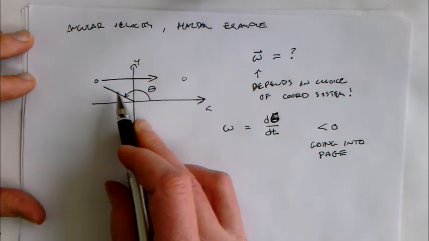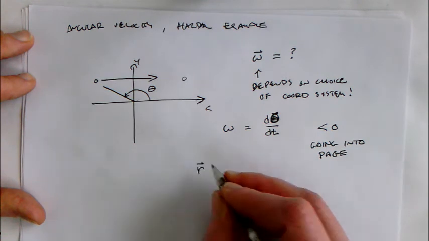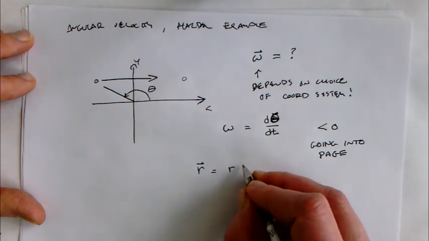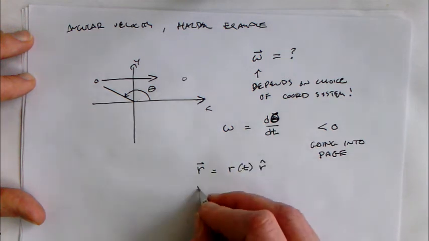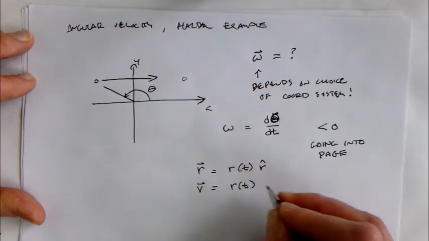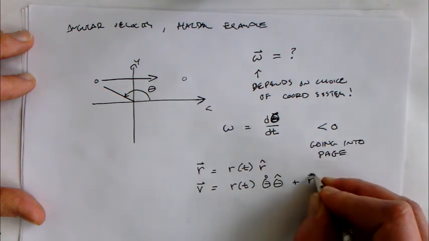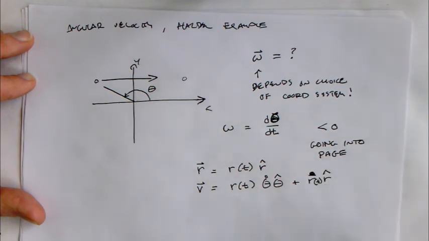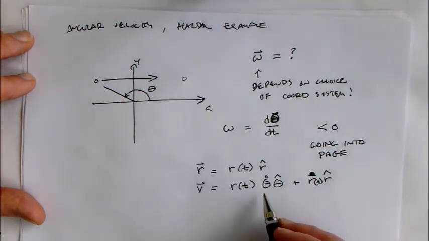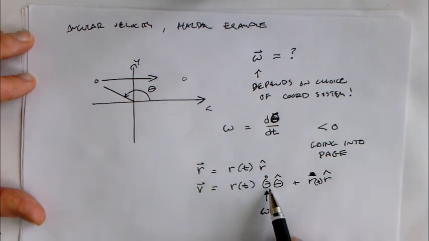Now we certainly could think about how to actually find omega here if we were to write the position of this vector in Cartesian coordinates, or in polar coordinates. We'd say r is r of t times r hat, and we ask the question, what's the velocity? Well, the velocity of the object would simply be r of t times theta dot times theta hat plus r dot times r hat. And here we can see that this value, theta dot, is the same as the value of omega.